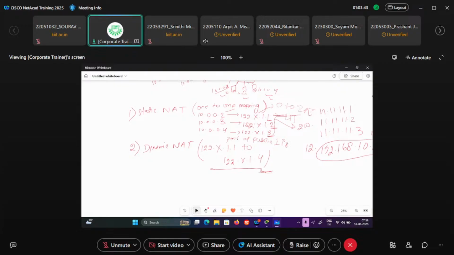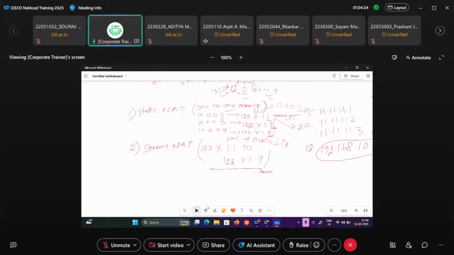Because for 4 PCs, only those who request first will be processed. Even if there is a difference of microseconds, the top 4 PCs will be served. Whoever requests first will be processed first. I mean, 4 IPs will be allocated for those 4 PCs, and the remaining 6 PCs will not have been allocated any public IP. So at that point of time, they have to wait. They will be on the waiting list.